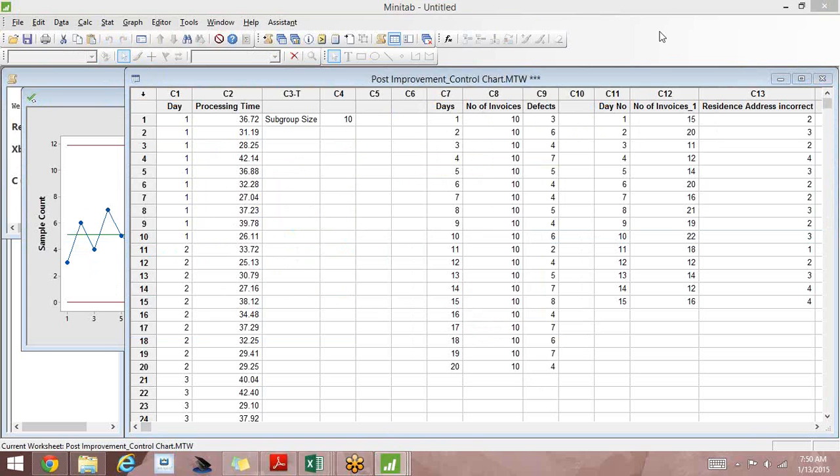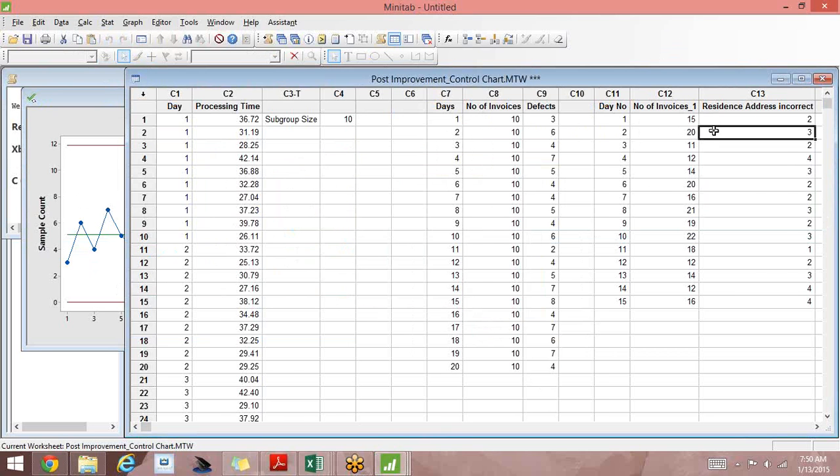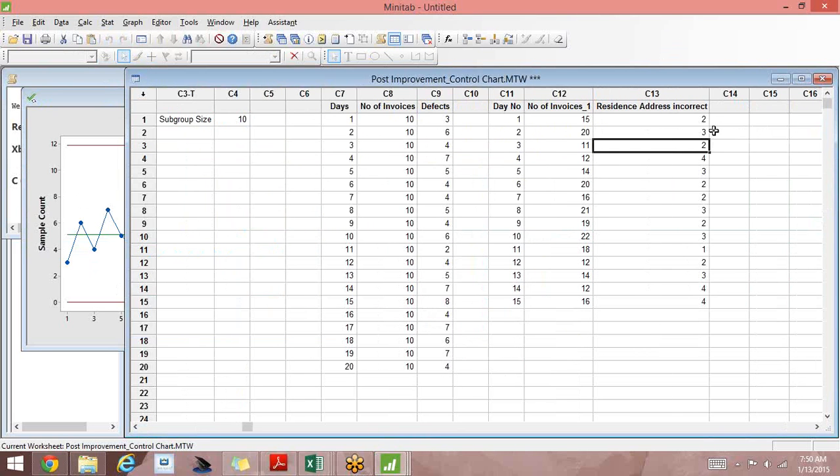Now let us look at the X. They're telling number of invoices. Residence address incorrect, right? Residence address incorrect. Out of 15, 2 are incorrect. Incorrect means it is a defect. Right? Or is this a classification or count? Defect, residence address incorrect, yes or no? It's a classification. You're classifying whether it's correct or wrong. You're not counting, right, basically. So it's number of defectives.